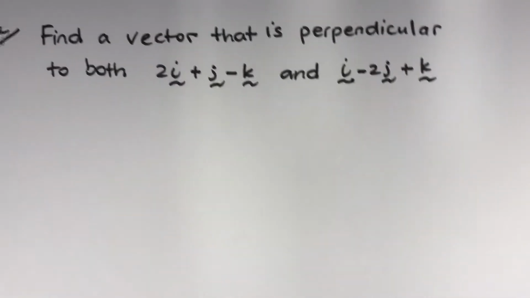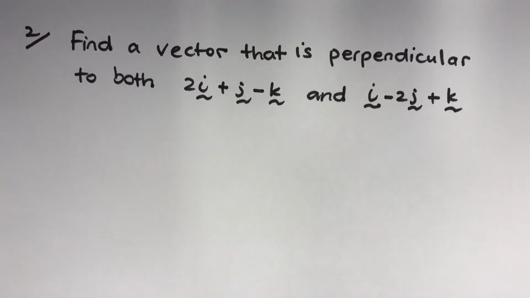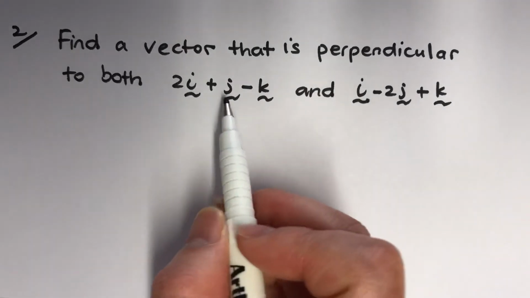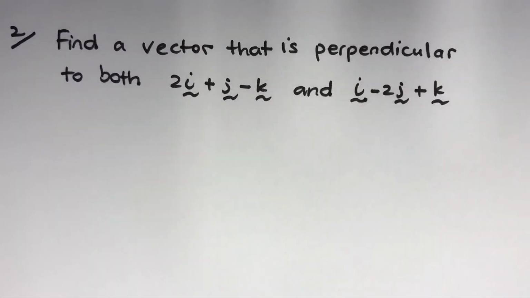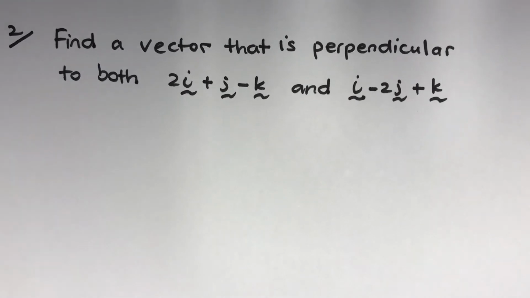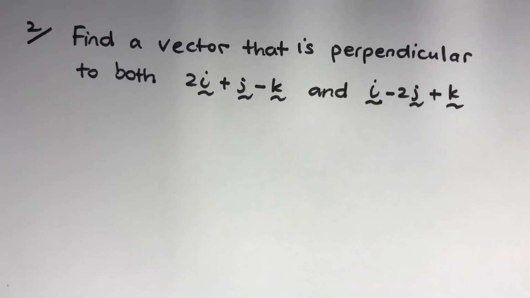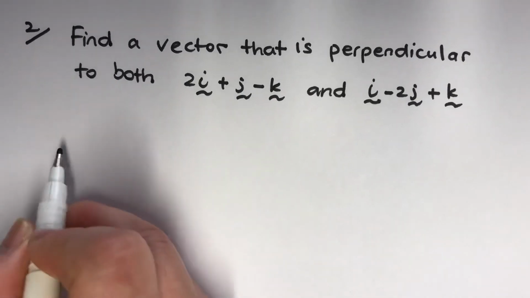Second question, find a vector that is perpendicular to both vectors 2i plus j minus k and i minus 2j plus k. Now, how am I going to do that? This is a bit of trial and error or guessing work. So let's have a look.